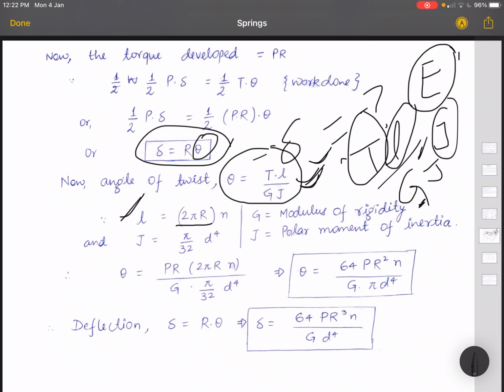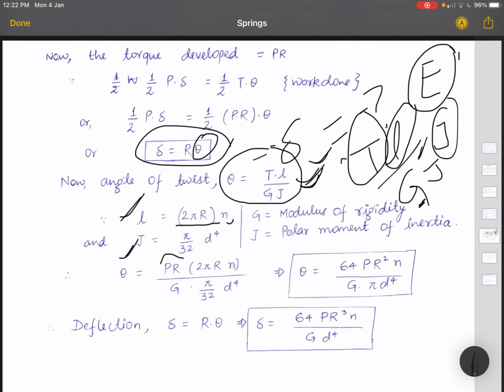Okay, so total length will be how much? The perimeter of one coil multiplied by N, that is, if N is the number of coils or turns, then it will be multiplied by N, so 2 pi r into N. Polar moment of inertia, we know, is pi by 32 d raised to the power 4 for a circular cross section. G and J I have just discussed. So just put these values.